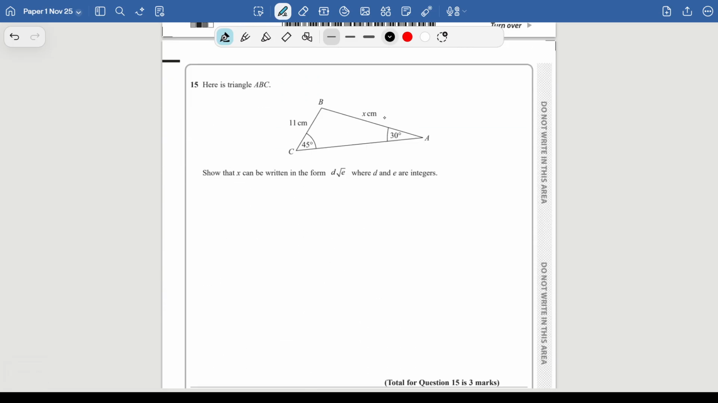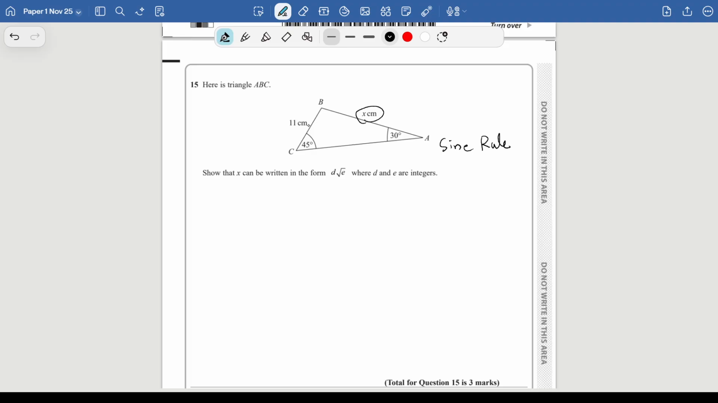Here is a triangle ABC. Show that x can be written in the form d root e, so like a surd, where d and e are integers. So here I see in the triangle, these angles are given and the sides are given. We need to figure out the value of x, where we can make use of the sine rule here.